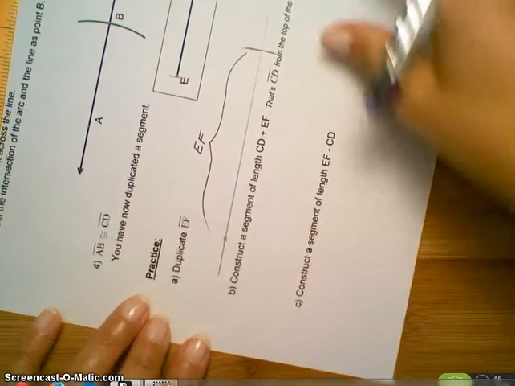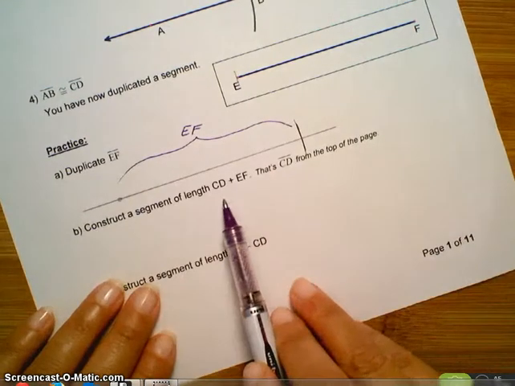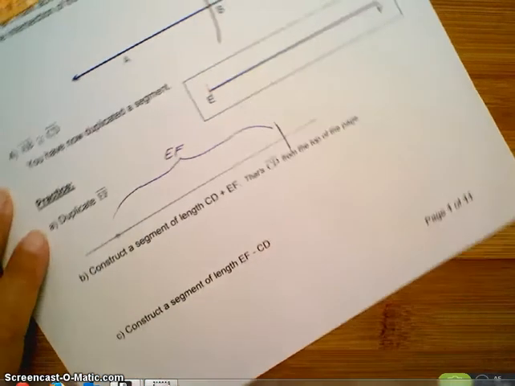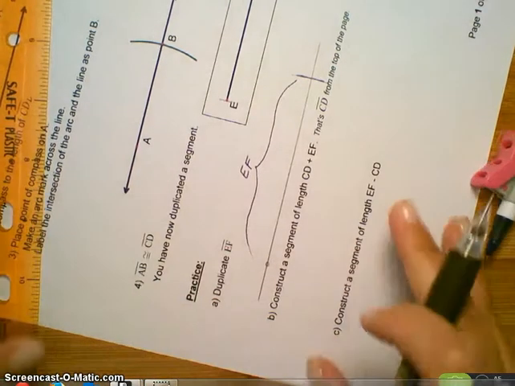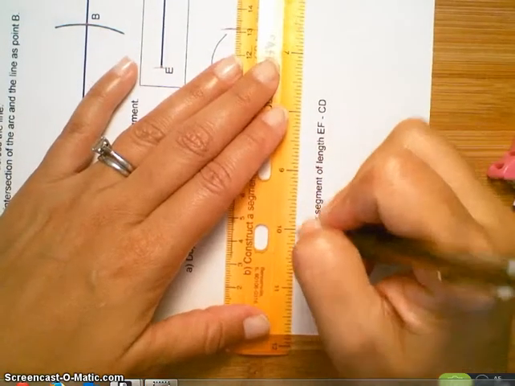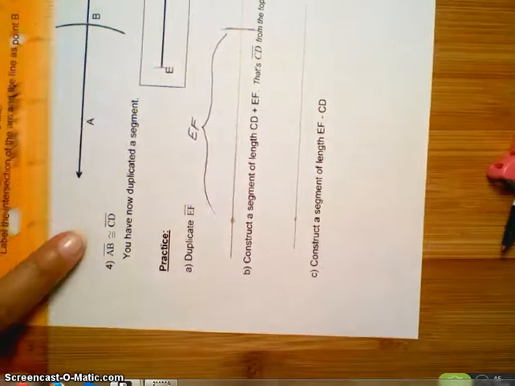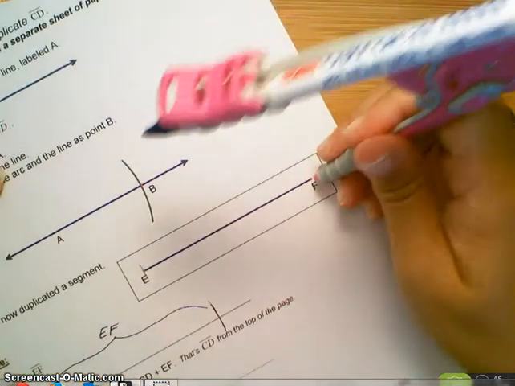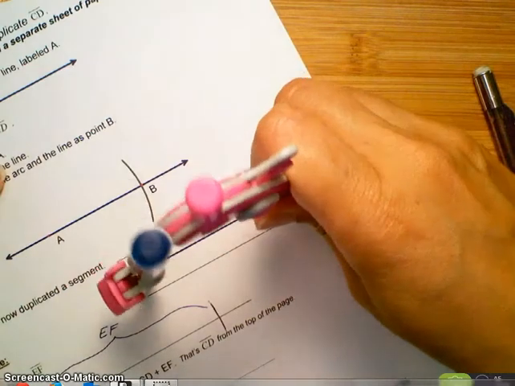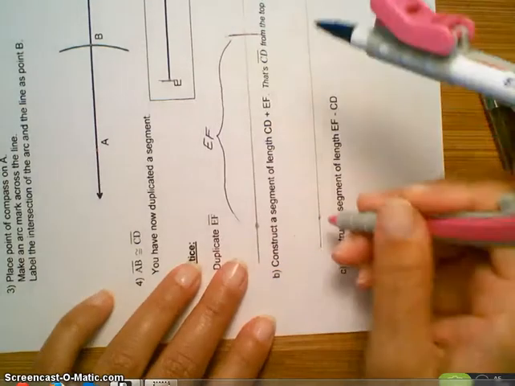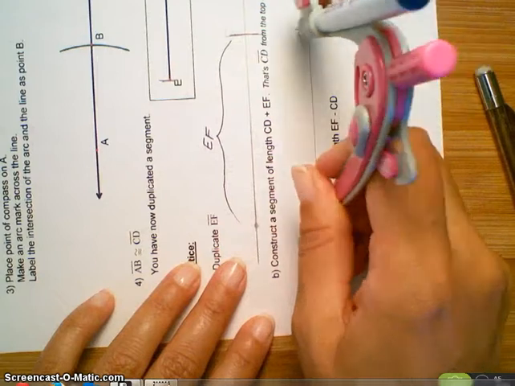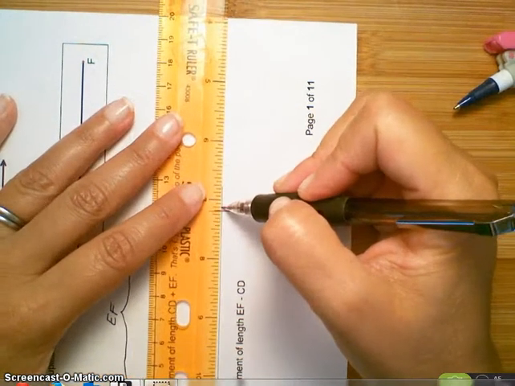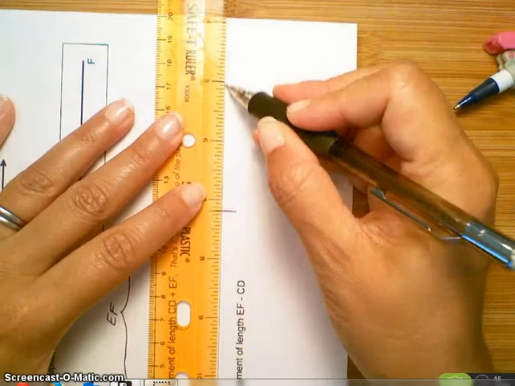Okay, for the second example, we are constructing a segment of length CD plus EF, and CD is from the top of the page. We'll go there in a second. So the first thing we're going to do is draw a line to build on, and put a point on the line. My compass is already set to EF, so I'm going to do that first. But let's double check, make sure it's really EF. Great. Pointer goes on there, I reach out, I make a mark for EF. I'm definitely going to have to make this longer, so line it up again with your ruler and extend the segment.